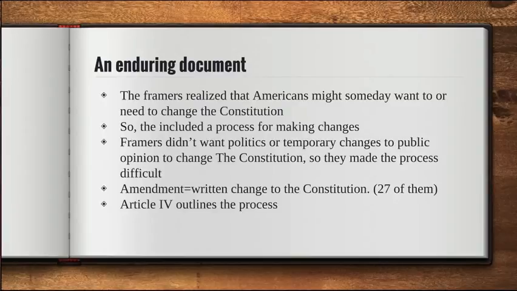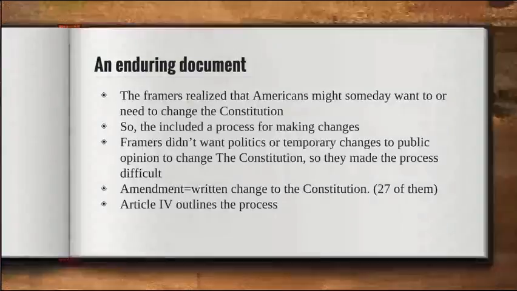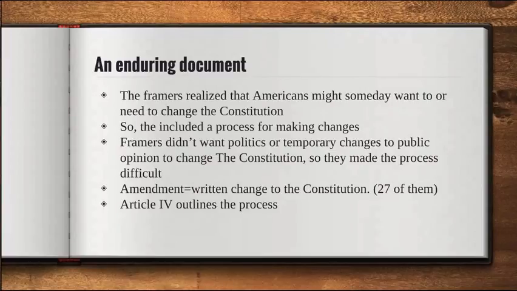I've already mentioned there are 27 of those changes. An amendment is just any written change to the Constitution. Ten of them were made right away with the Bill of Rights, and then the other 17 have been added as time has gone on. The most recent, I believe, the 27th, was in 1992. And again, it's Article 5 that outlines that process. So again, it just shows that the founders of our country were thinking ahead and wanting this document to last past 1787.